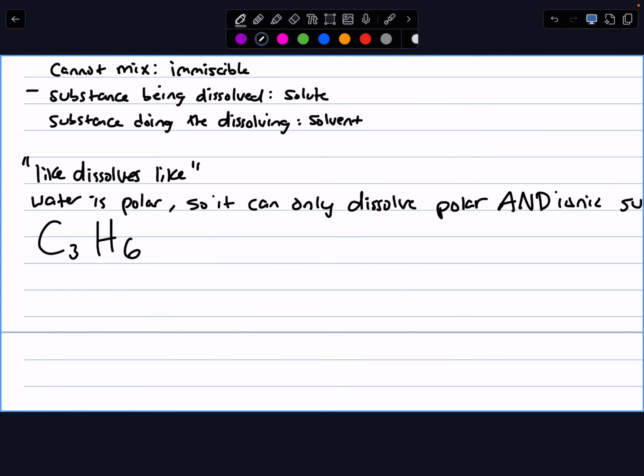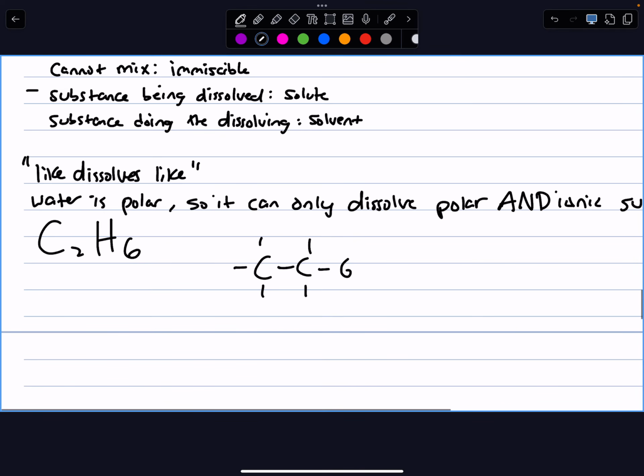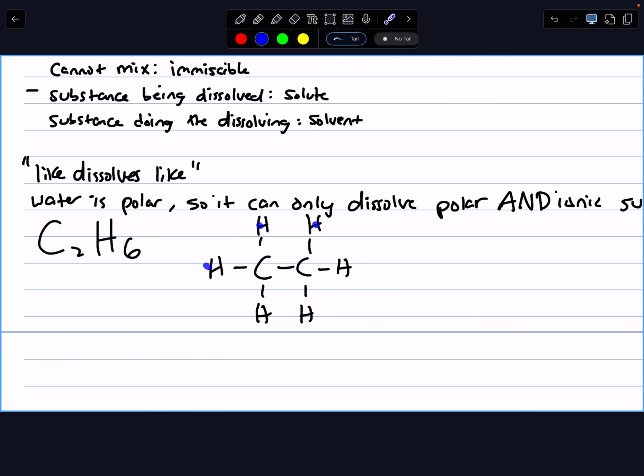So then what would you do? Okay, 3 carbons. No, I want to do 2 carbons. Okay, 1, 2, 3, 4, 5, 6. Everyone gets a hydrogen, right? You're with me? Okay, how do I know if something is polar or non-polar? Well, do I have an equal pull on my central atoms? So on all 6 sides, I have the same amount of pull. Yes, because why? It's the same element.